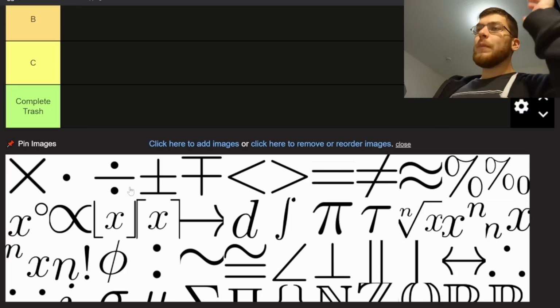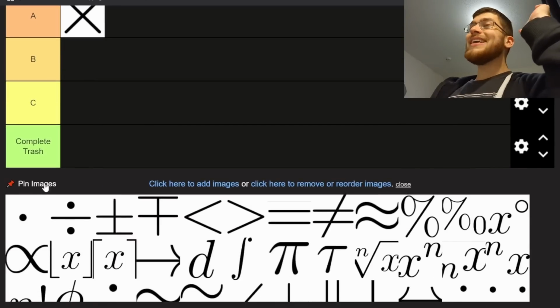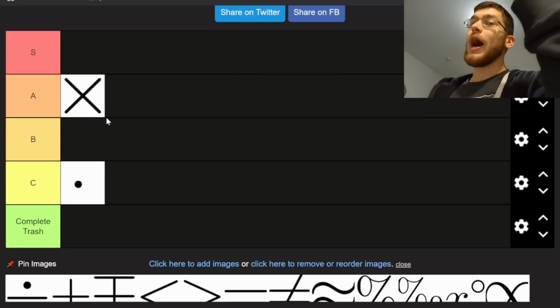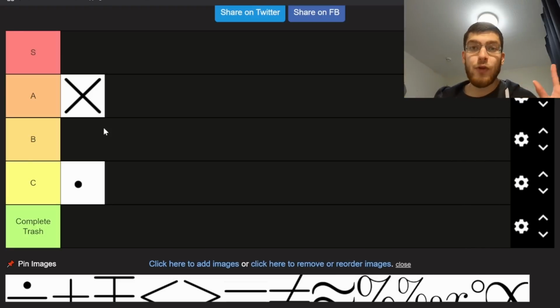Today I'm going to be ranking every math symbol on a scale from S to complete trash. First up is multiply. Now this is my favourite multiply symbol, this is my least favourite, and I'll tell you why. When people use the dot to mean multiply, Americans, I'm looking at you, it confuses the hell out of me because it looks like the decimal point.